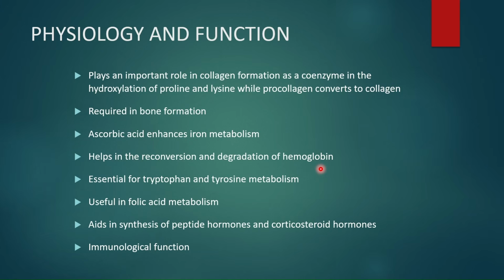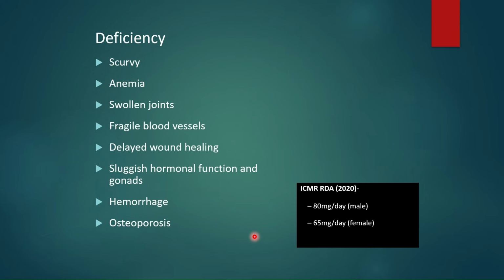Vitamin C is essential for tryptophan and tyrosine metabolism. It is also useful in folic acid metabolism. Vitamin C aids in synthesis of peptide hormones and corticosteroid hormones. Vitamin C also plays immunological functions. Deficiency of vitamin C may lead to scurvy, anemia, swollen joints, fragile blood vessels, delayed healing, sluggish hormonal function, hemorrhage, and osteoporosis. The ICMR recommended daily allowance for vitamin C is 80 mg per day for males and 65 mg per day for females.